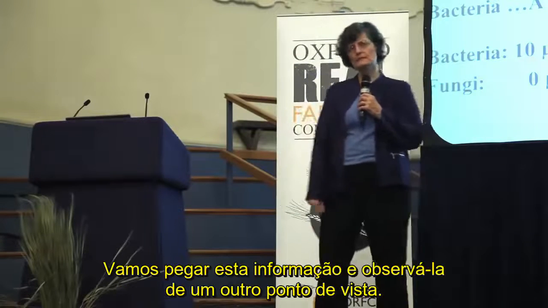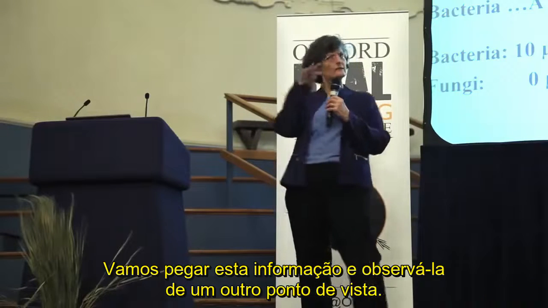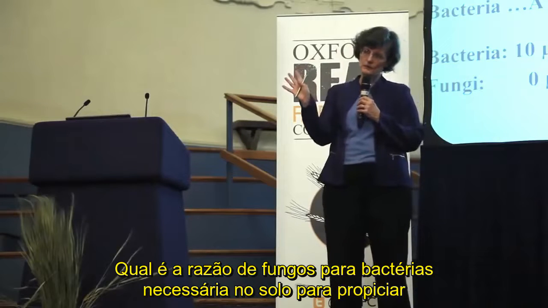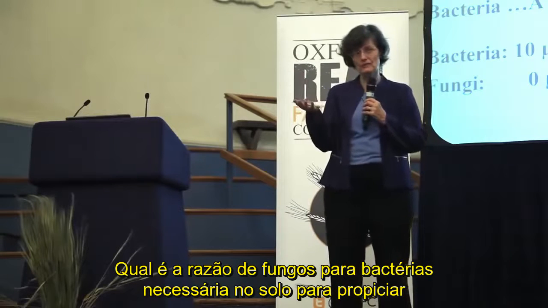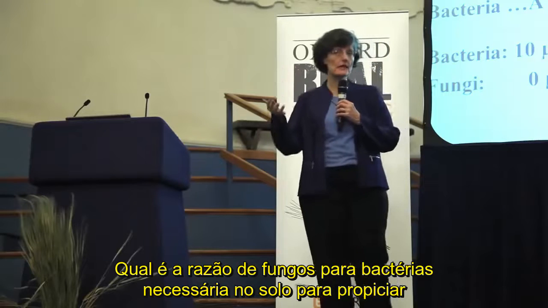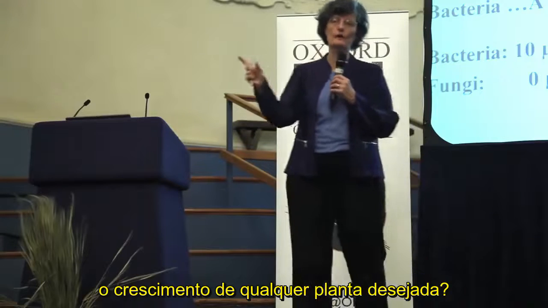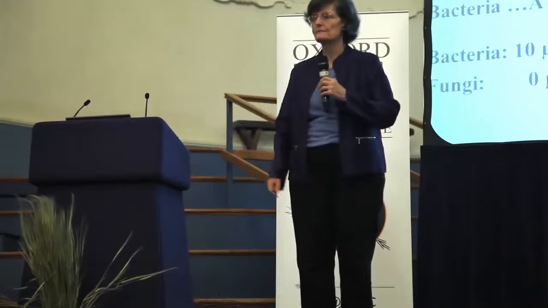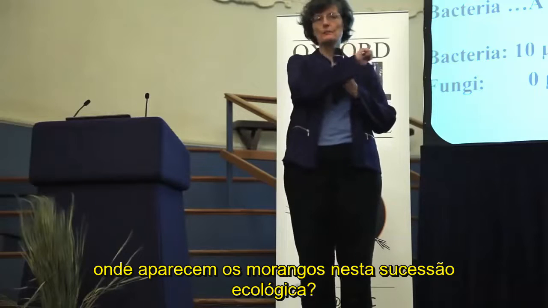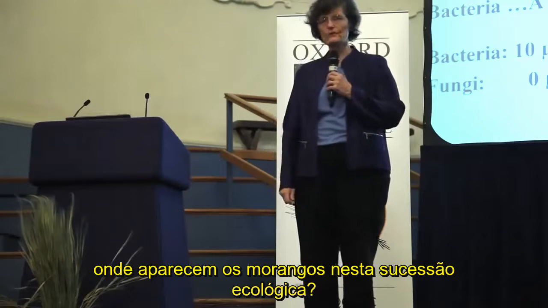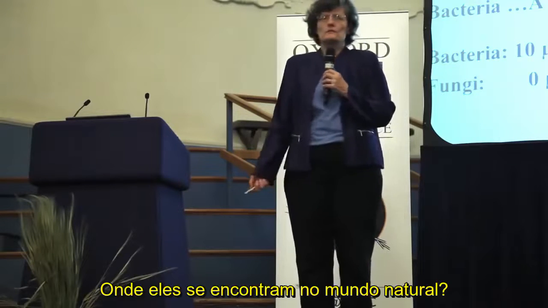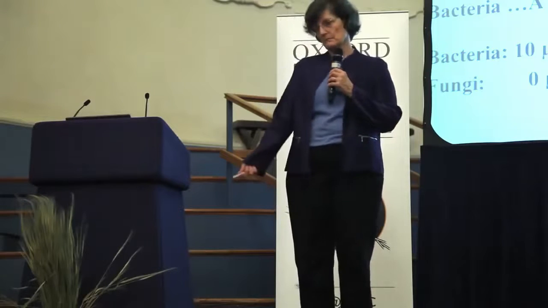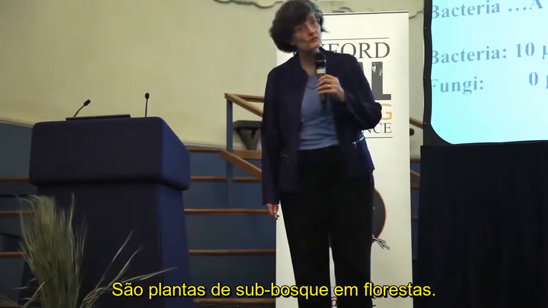So can we take this information and kind of look at it from a different point of view? What is the fungal to bacterial biomass ratio that you need to have in your soil to set the stage to grow whatever plant you want to grow? Let's say you want to grow strawberries. Where does strawberry occur on this successional sequence? Where do you find strawberries in the natural world? They're understory plants in forests.